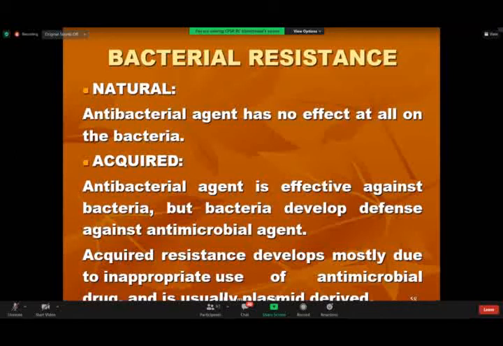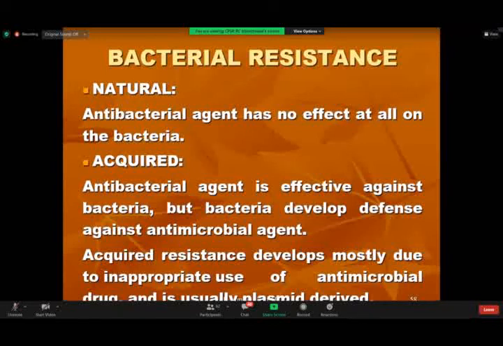Then we have acquired resistance. In this, the antibacterial agent is effective against the bacteria, but the bacteria develop defense against the antimicrobial agent. Now, for acquired resistance, what is needed basically is, number one, that the antibiotic you're giving falls below the minimum inhibitory concentration. Number two, if the patient who is receiving the antibiotic is non-compliant, and keeps changing their dose, giving the bacteria more time without antibiotic, or leaves the course at a minimum dose, then the bacteria have time to develop resistance.